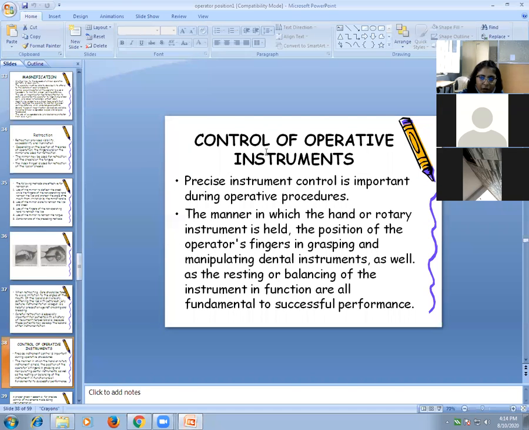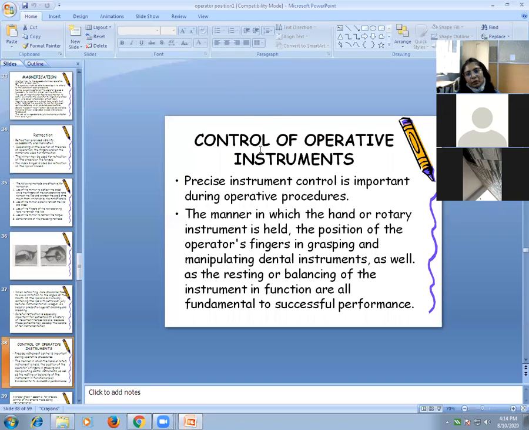Now, control of the operative instruments. I think we have to stop here now. There are various grasps we have to cover. We'll continue for another 2 minutes.